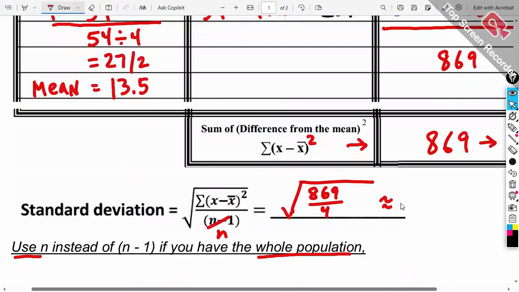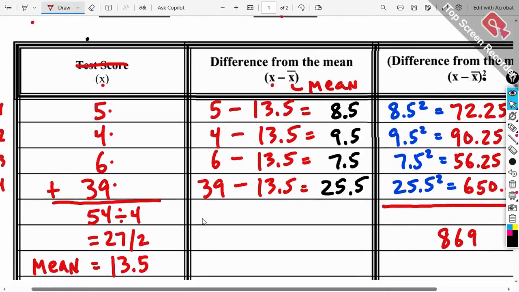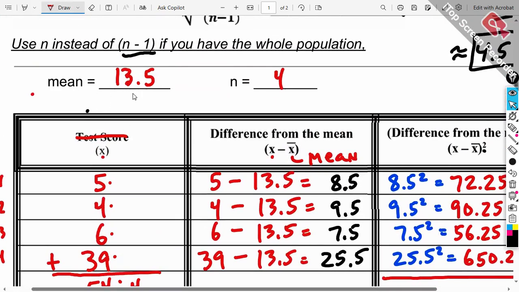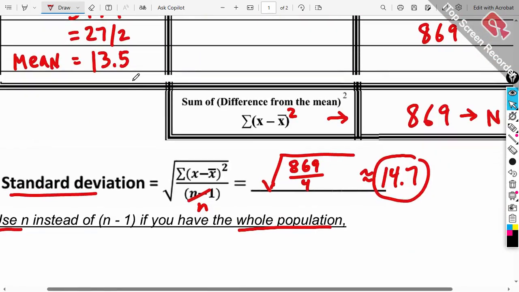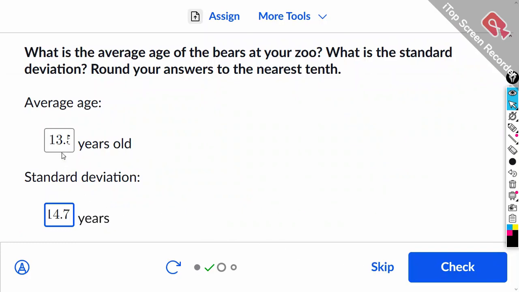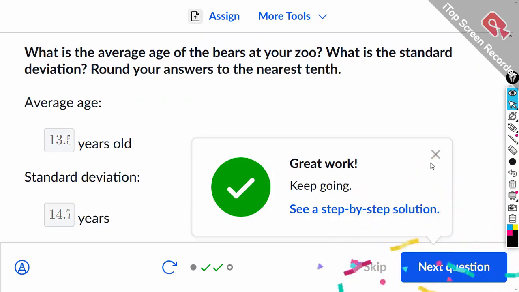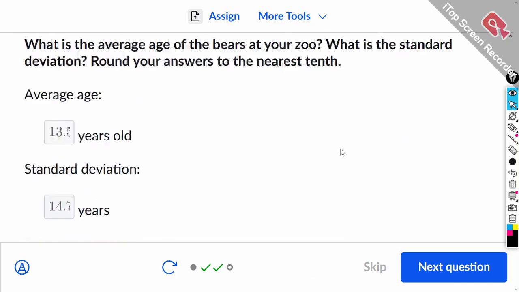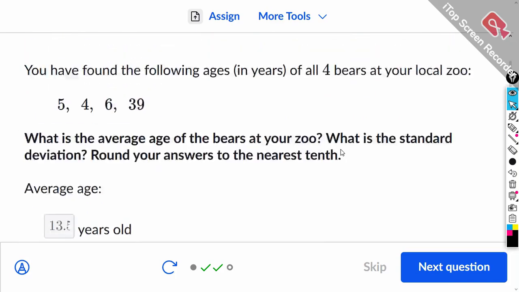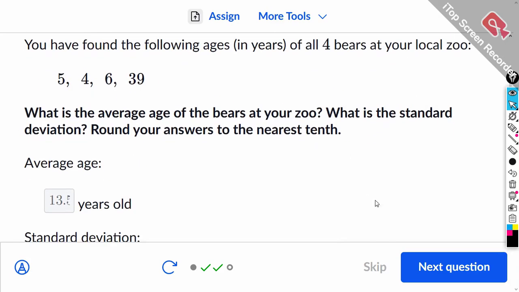All right, so right here, the approximation is 14.7. And that is your standard deviation. And the mean was 13.5. So we have 13.5 and 14.7, rounded to the nearest tenth. All right, so that's it. Like I said, I would do 1 or 2 by hand, and then you could check out my other video and do the rest by using Google Sheets.